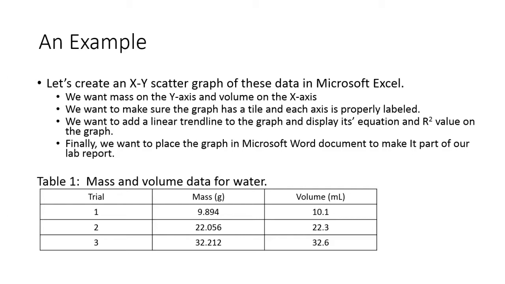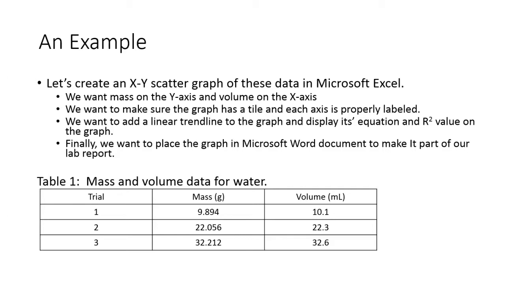We need to know a few important pieces of information before we begin. Specifically, we need to know which data goes on each axis. In this case, we want to graph the mass on the y-axis and the volume on the x-axis. We also want to make sure that the graph has a title and that each axis is labeled appropriately.